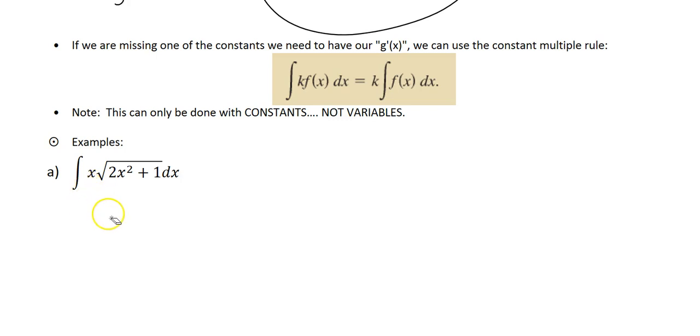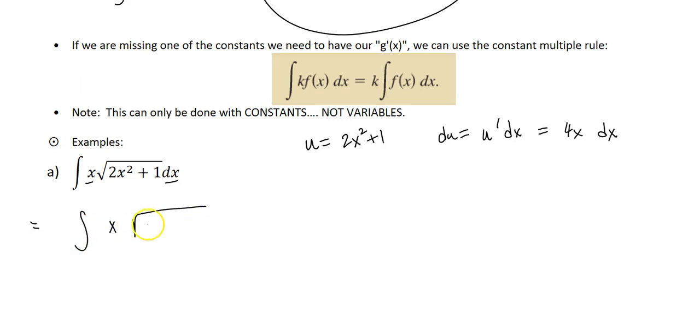I've got the integral of x times the square root of 2x squared plus 1 dx. So I'm going to let u be the 2x squared plus 1, what's on the inside. So that means du, which is u prime dx, would be 4x dx. Now you may notice we have the x, we have the dx, we do not have the 4.